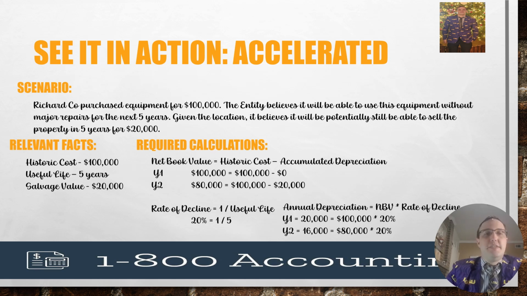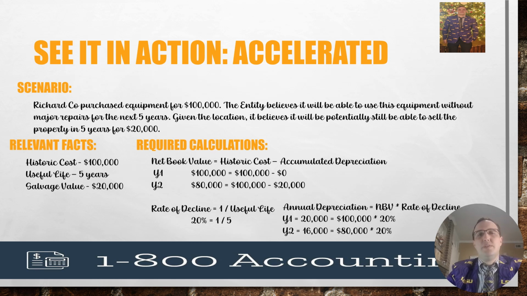As you can see, in year one, we have no accumulated depreciation. And so we're going to take the full 100,000. Again, that's different from the straight line where you'll take that salvage value out. Ignore the salvage value for now. Depreciate based off the full 100,000.